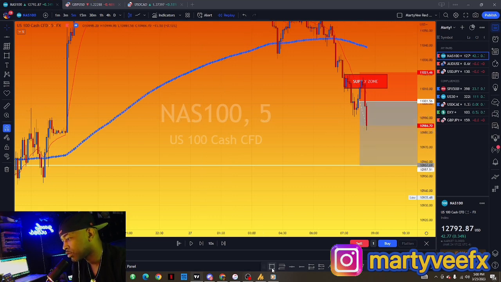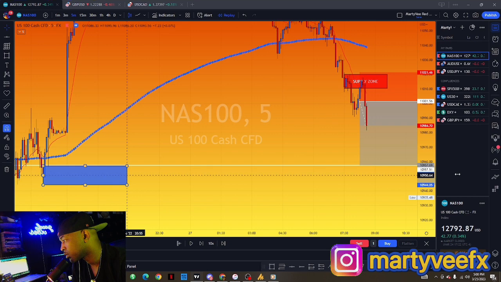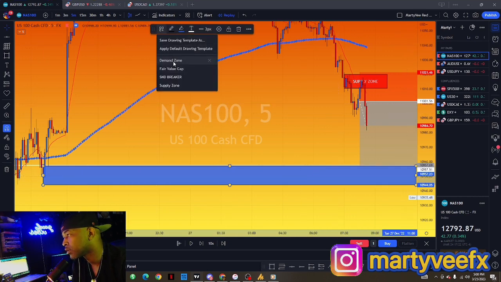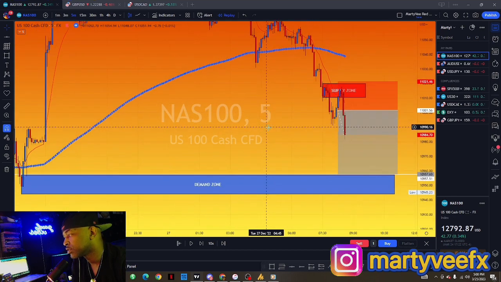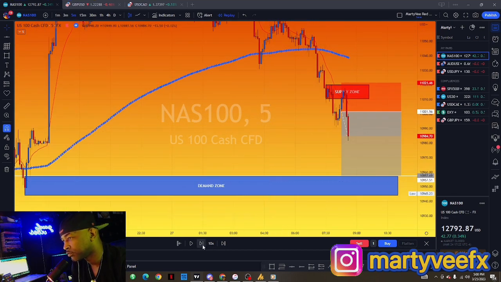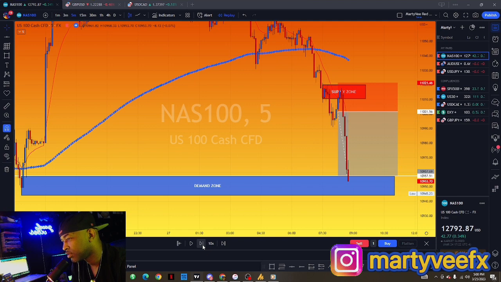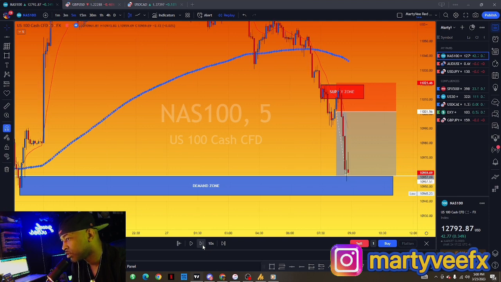All right, so I'm gonna draw a demand right here. All right, let's let this trade play out. Boom, take profit instantly. So let's see if it breaks this zone. All right, tapped, pushing down. Oh, we got a rejection. All right, now it's starting to reverse.